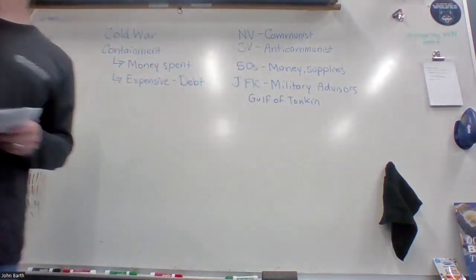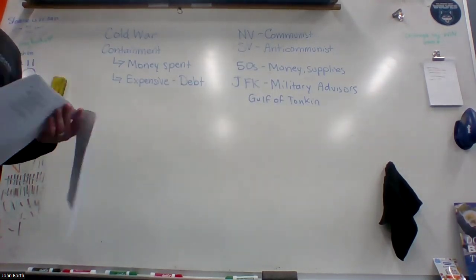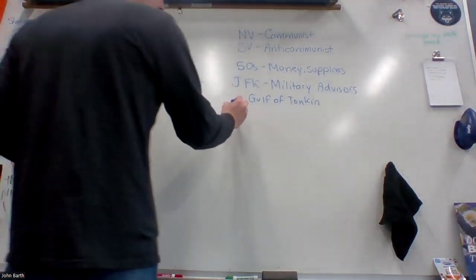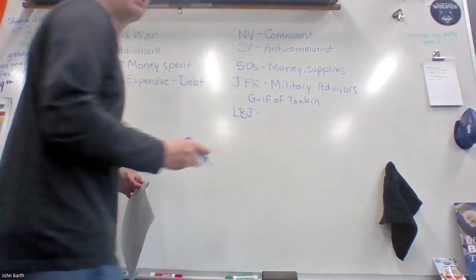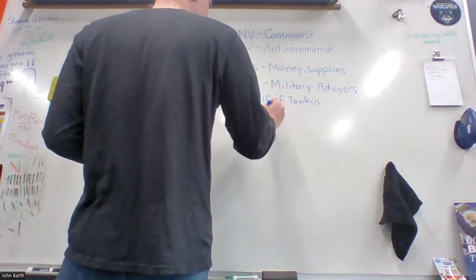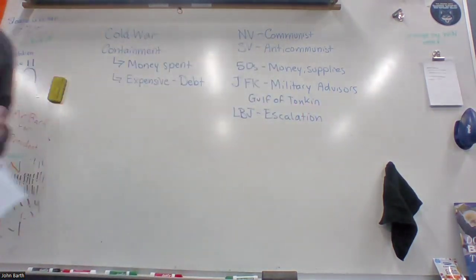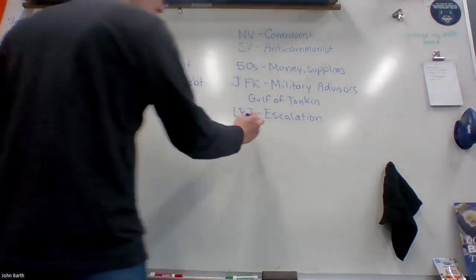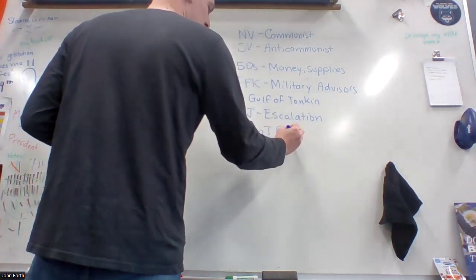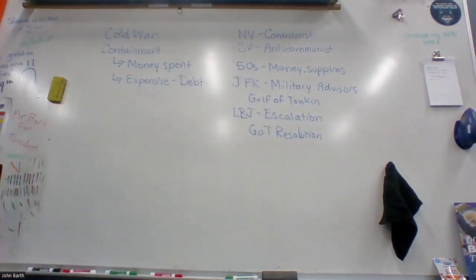What happened in the Gulf of Tonkin? They thought they were attacked. Okay, they thought it was the communists. And so what does that lead Lyndon B. Johnson to do? Okay, go to war, right? This is called escalation. Okay, they passed the Gulf of Tonkin Resolution, which gives the president lots of power to fight in foreign wars.